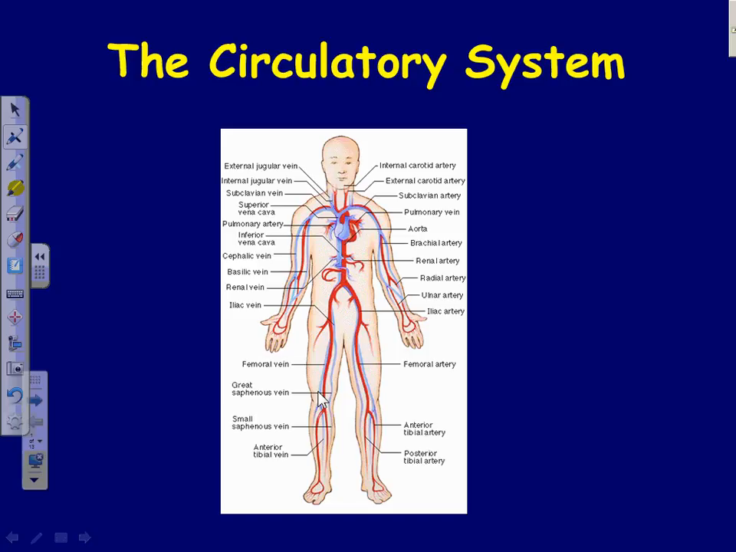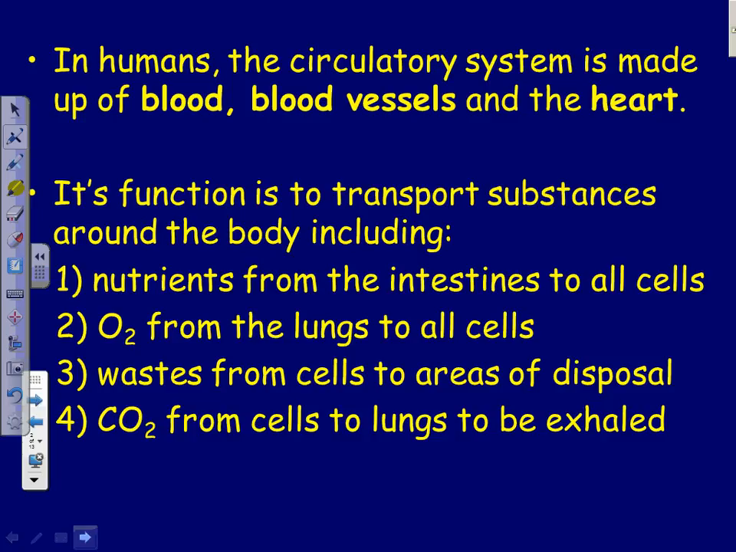That's CO2, and it's to the lungs to be disposed of or exhaled, etc. Let's see if we've got that correct on the slide. So the human circulatory system is made up of blood vessels and the heart. Excellent. Its function is to transport substances around the body: nutrients from the intestines to all the cells, O2 from the lungs to all the cells, waste from the cells to areas of disposal, and CO2 from the cells to the lungs to be exhaled.